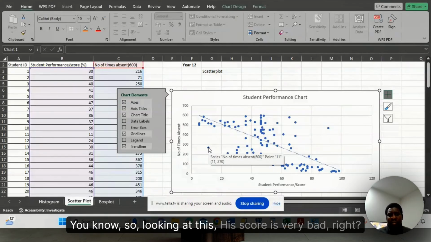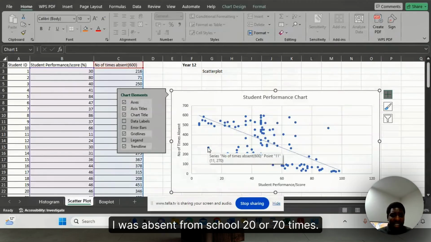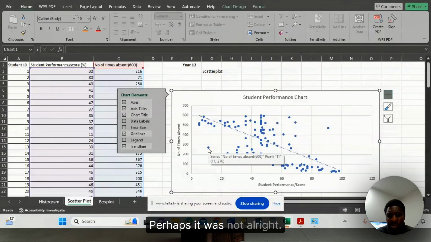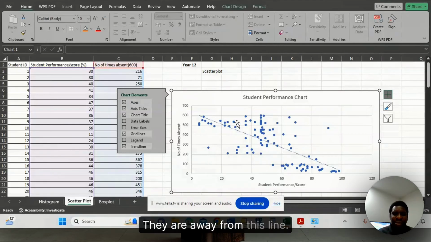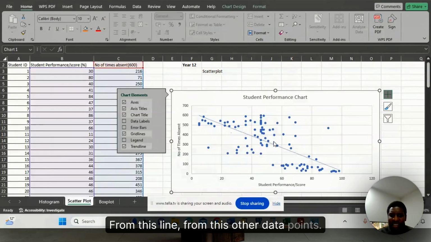So looking at this, his score is very bad. Considering the number of times he was absent from school, 270 times, which is not up to 500 times, yet he had 11%, so there must be a problem. So it means perhaps this guy was emotionally abused or drained and could not perform well. So you see them, they are called outliers. Why? They are away from this line, from the other data points.